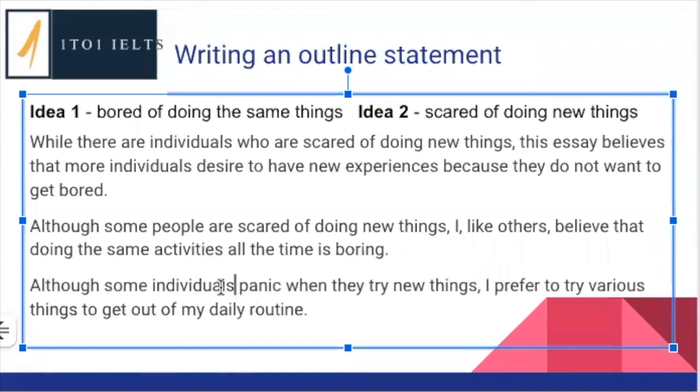Okay, so although some individuals panic, so subject, verb, object, when they try new things, I prefer to try various things to get out of my daily routine. Yeah, get anxious, Mary, is fine. What type of word is anxious? Adjective.